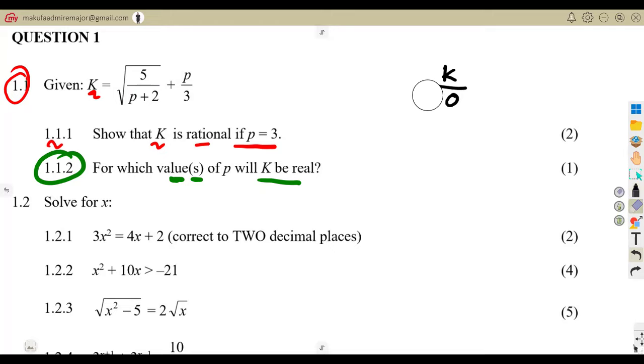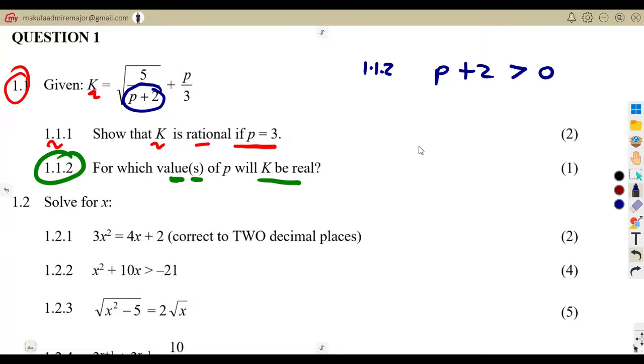So we are going to concentrate on that to say our denominator, this one under the square root, is the one that we are going to put our focus on. So meaning to say P plus 2, what is it supposed to be in order for us to get a square root there? In order for us to be able to evaluate that square root, what are we supposed to have under that denominator? The number there is not supposed to be equal to 0. It's supposed to be bigger than a 0.